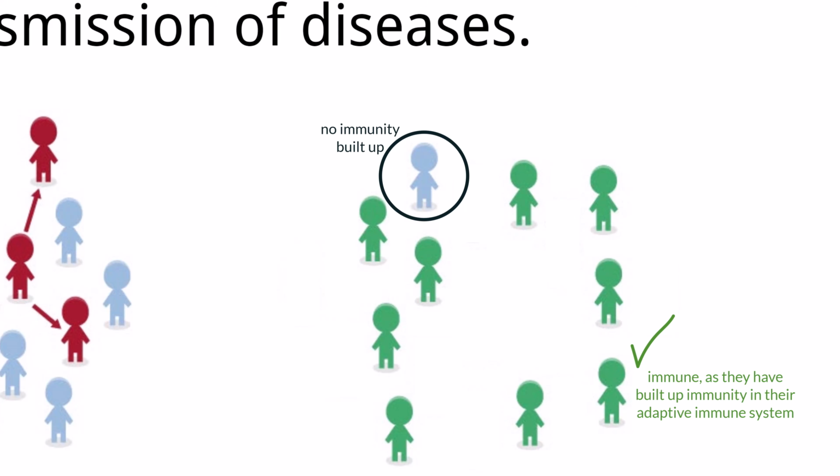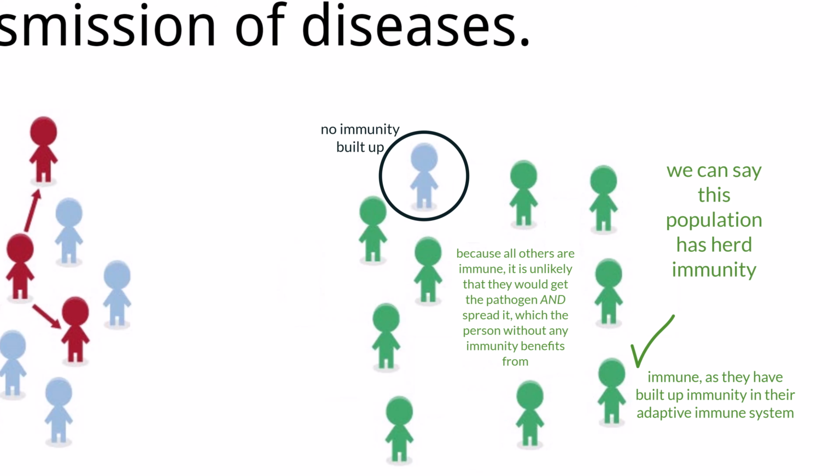But based on 90% of the group being immune, it is unlikely that they will get it because if any of the other 9 people contract the disease, they will be able to fight it off quickly through the second exposure to the point where they will not be capable of passing it to another person.